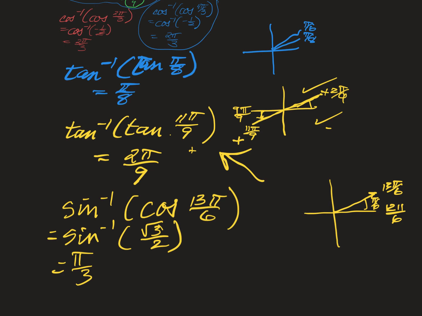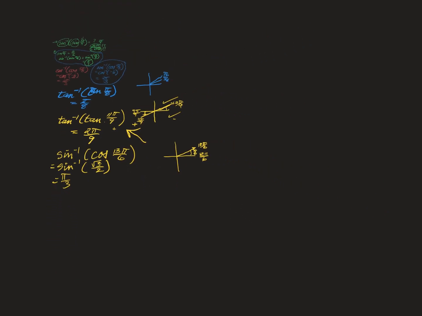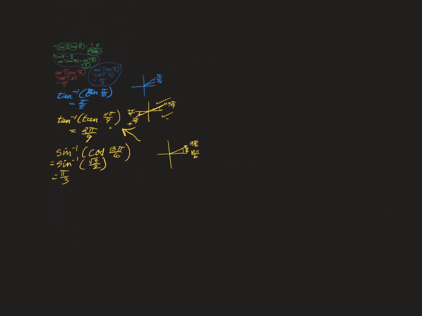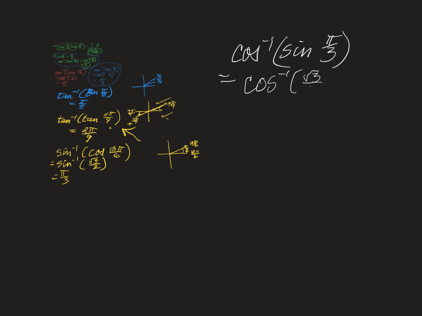Yeah, let's do another one. Let's do inverse cosine of sine pi over 3. How about that? So inverse cosine of sine pi over 3. All right. So again, we're going to proceed like we did last time. The sine of pi over 3, we know what that is. That's the square root of 3 over 2, excuse me. Square root of 3 over 2.